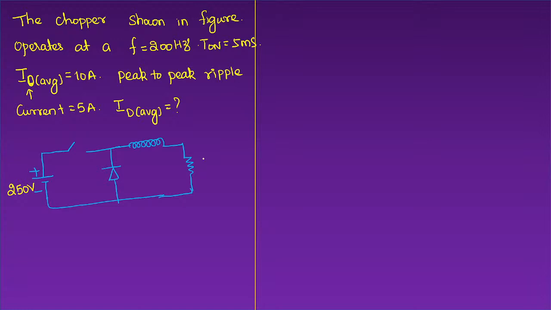It is given. The output resistance is already given in the question. So this is a 5 ohm resistor, and across this only we are going to measure the output voltage, and the value of the inductor is given as 25 millihenry. Current will be flowing through this circuit. Now this is the freewheeling diode, so simply I'm considering it as a diode. Now the question is, what is the average value of the diode current?